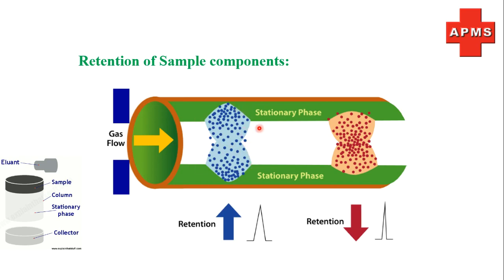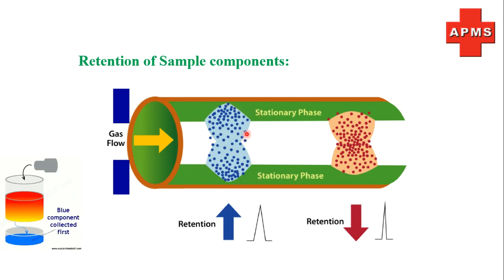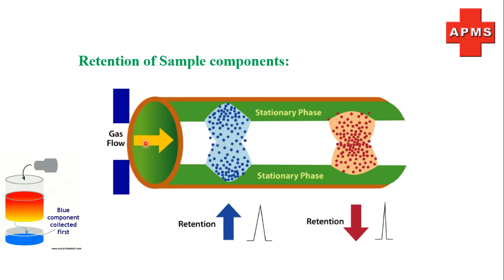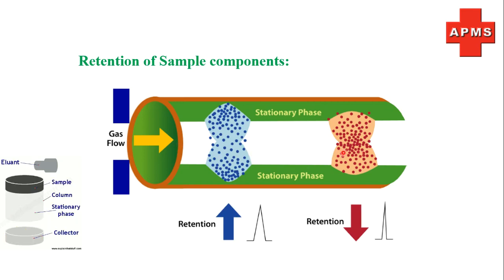So its retention is high, meaning it is retained more in this column. Its retention is high and its retention is low. This red colored particle is moving faster and this is following the red colored particles. These blue colored particles are moving slower. When the sample is inserted with the carrier gas or mobile phase, both were mixed together as a mixture, but inside the column both are separated according to their retention time.